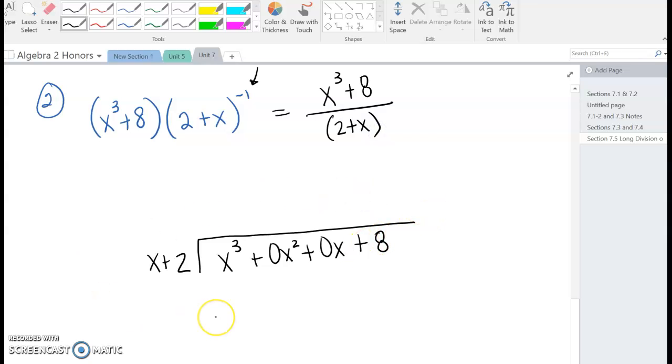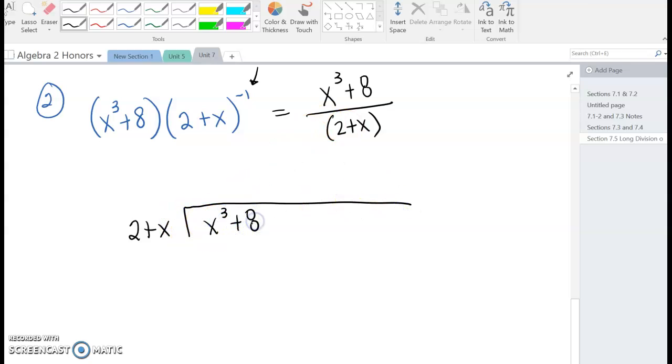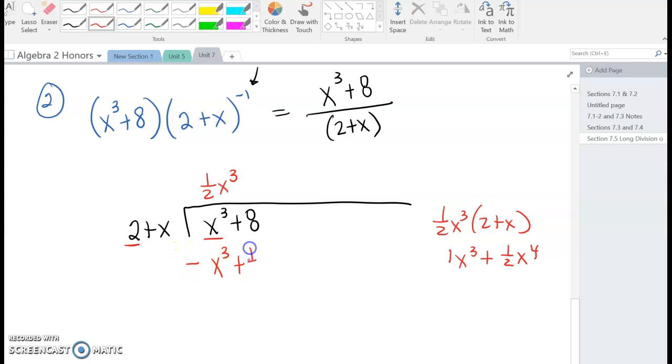Now, I wrote this like this, and I want to talk about what would happen if I didn't, okay? So I'm going to just try and divide this the way it is. I'm going to do 2 plus x is what I'm dividing by, and x cubed plus 8 is underneath my divisor. So I'm going to start, and I'm going to say, let's fit 2 into x cubed. So what do I multiply 2 by to get x cubed? Well, I'd multiply by 1/2 x cubed. And if I take 1/2 x cubed, and I multiply it by 2 plus x, I'm going to get 1x cubed plus 1/2 x to the 4th. And so I want to subtract x cubed plus 1/2 x to the 4th.